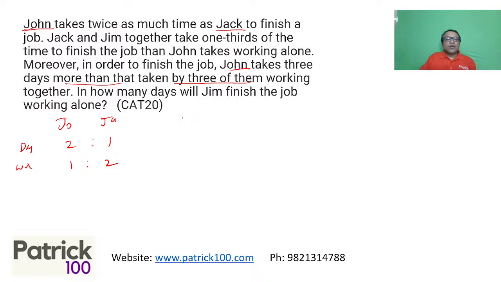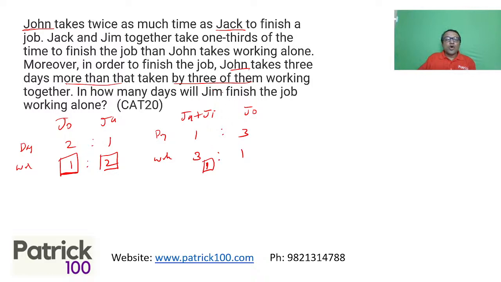Same way, if I look at Jack and Jim together, Jack plus Jim and John. Jack and Jim take 1/3 of the time. So days taken is 1:3, 1/3 of the time John takes. So work done is 3:1. So if John does one work, Jack will do two work. And Jim will do one work, because Jack plus Jim does 3 work, so Jim will do one work.